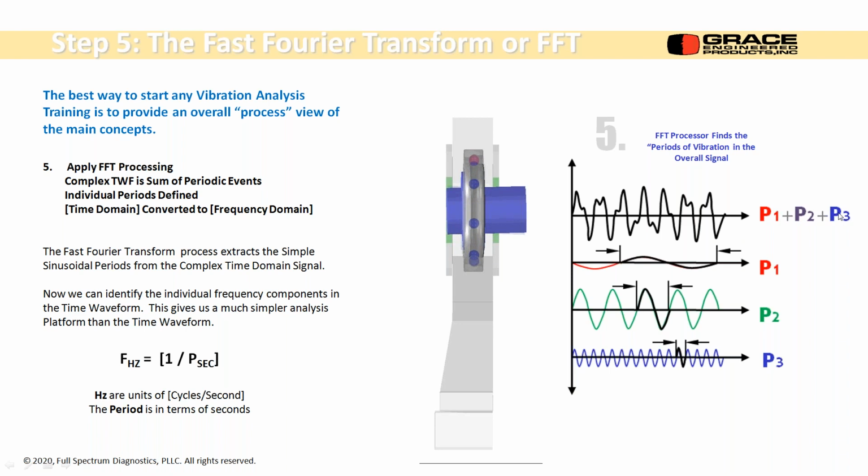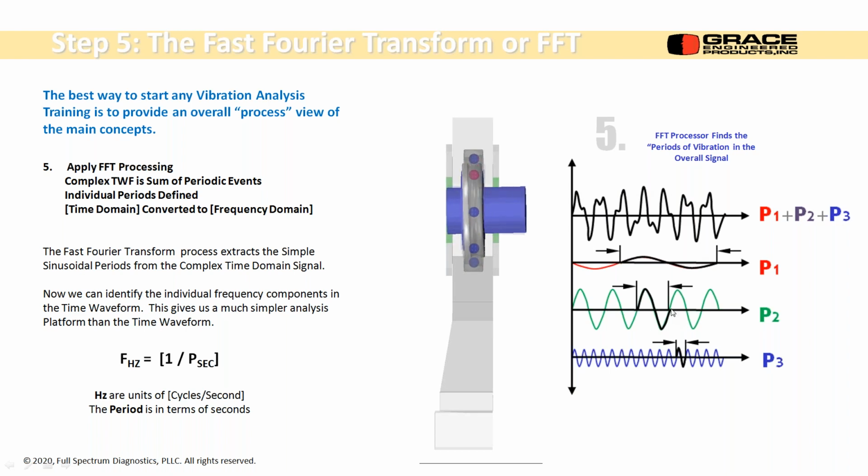So we have 3 different periodic effects in here, and one is the shaft, one is the cage for the bearing, and one is the balls themselves. The FFT processor defines those individual periodic events and pulls them out. So it strips them away from the complex signal. So this low level wiggle here, if you look at all the peaks, you can see a low level wiggle in the waveform. So it's buried in there somewhere.